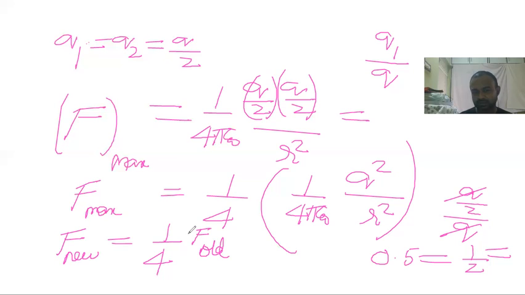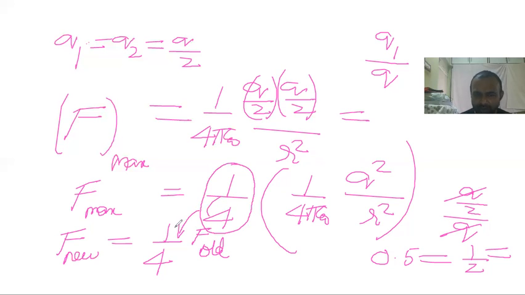Why do you have to multiply it by 1 by 4? See this 1 by 4. And what is this thing? 1 by 4 pi epsilon naught q1 q2 by r square. They're just asking for the ratio q1 by q, so you don't have to do the 1 by 4 into thingy. You're just getting 1 by 2 over here. But if you want the new one, you have to multiply it with the 1 by 4.